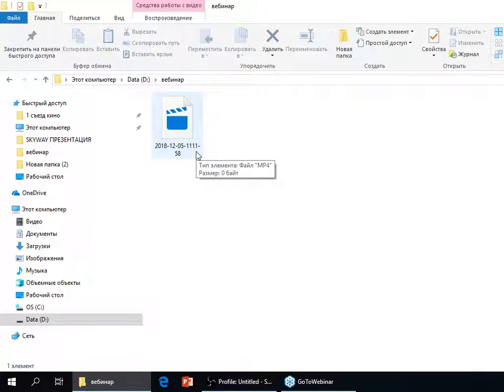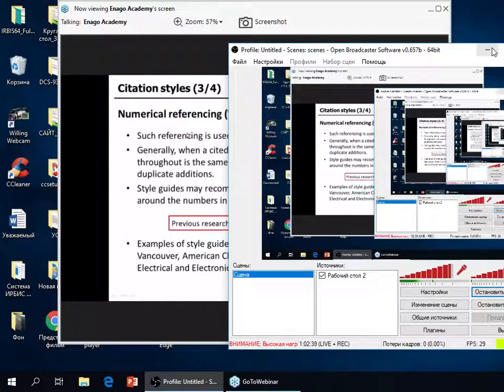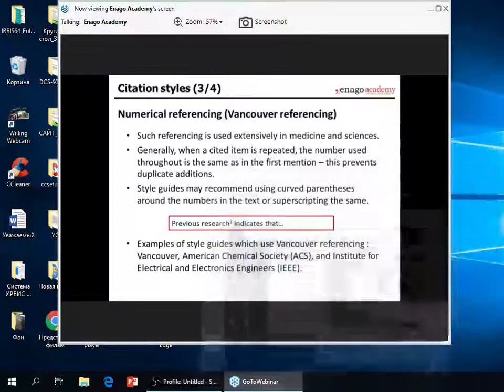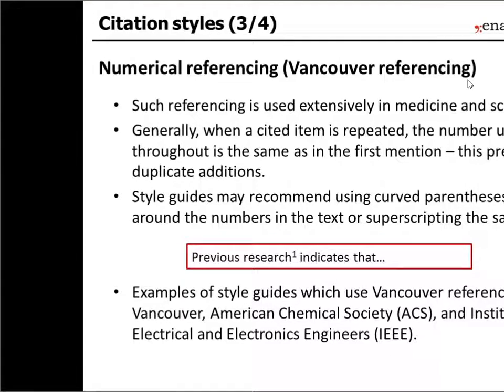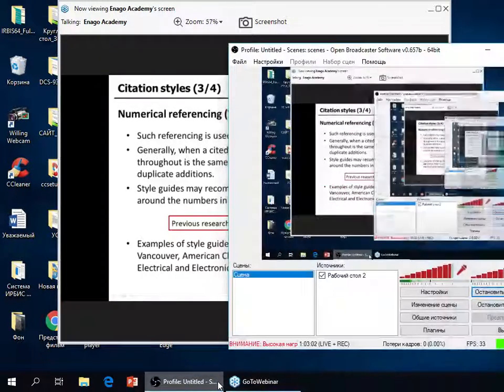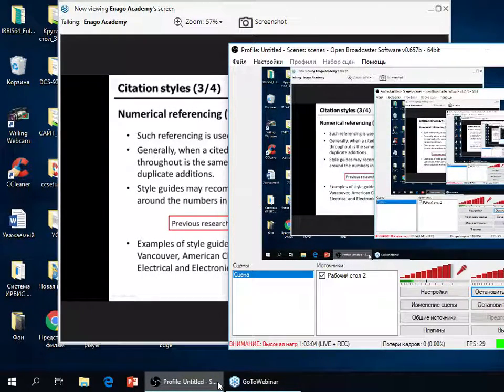So, citation styles, you have numerical referencing. Such referencing is extensively used in the field of medicine and sciences. Generally, when an item is cited, the number used throughout is the same as it is in the first mention, and this essentially prevents duplicate additions. Style guides may recommend using curved parentheses for numbers or superscripting them.